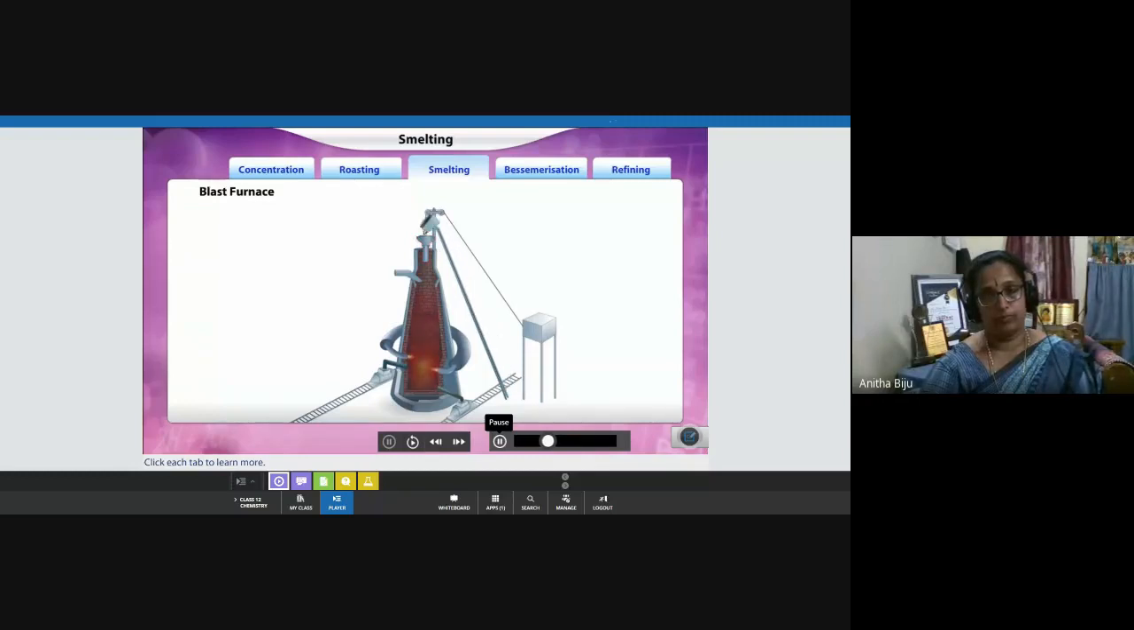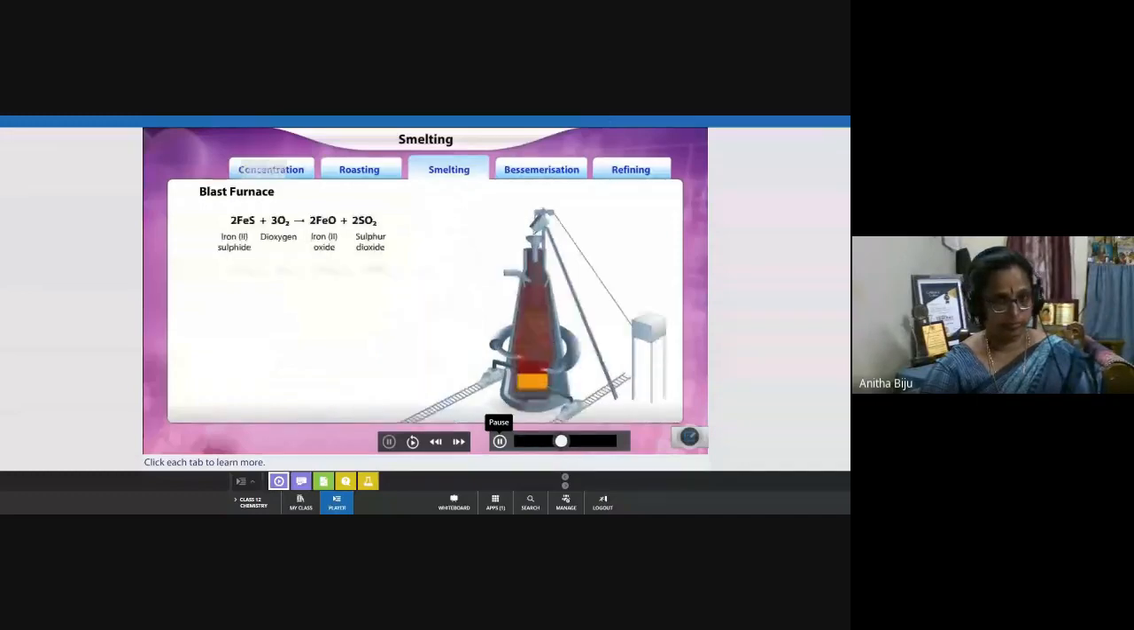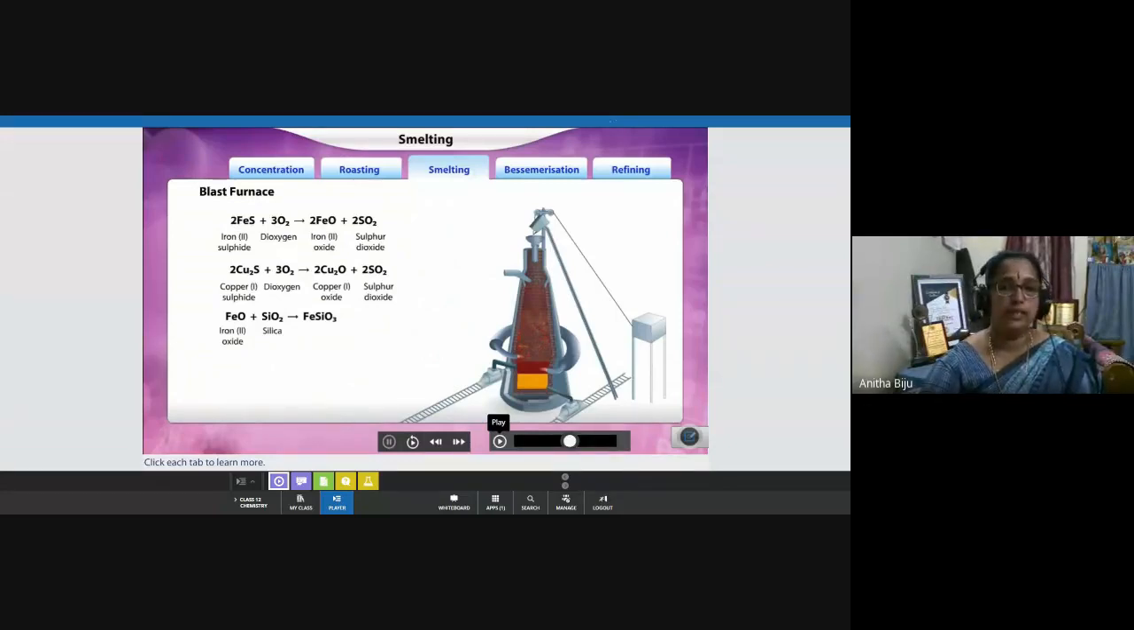The mixture is heated strongly, while hot air is simultaneously pumped in through pipes called tuyeres. The reactions that started during roasting take place here too, and oxides of iron and copper are formed. Most of the iron 2 oxide combines with silica or silicon dioxide. First two equations I think we have done, and write the third equation. FeO plus SiO2 giving FeSiO3.